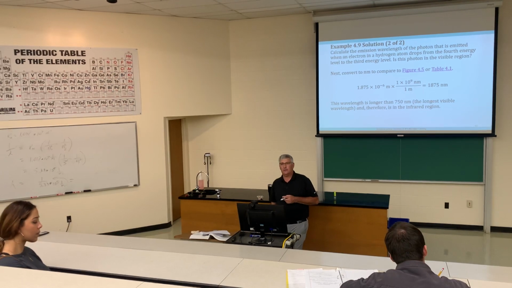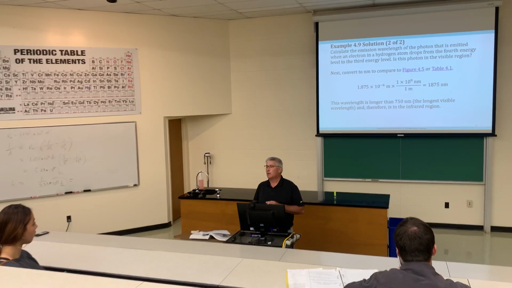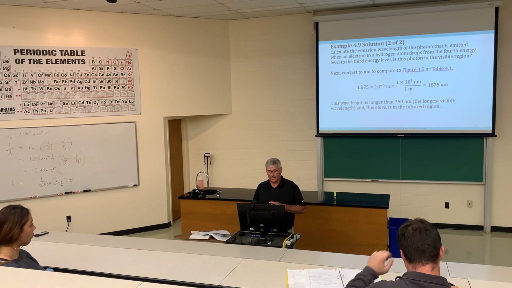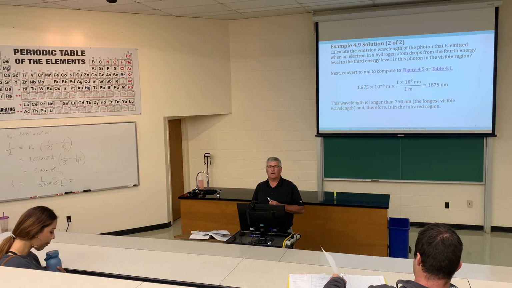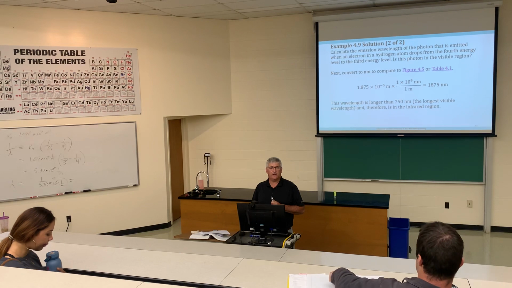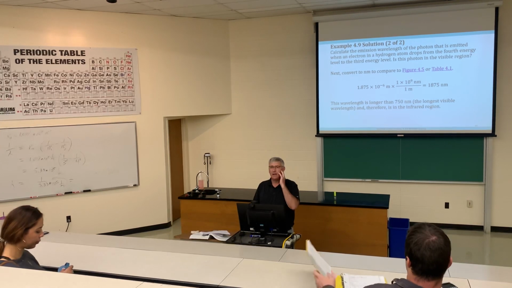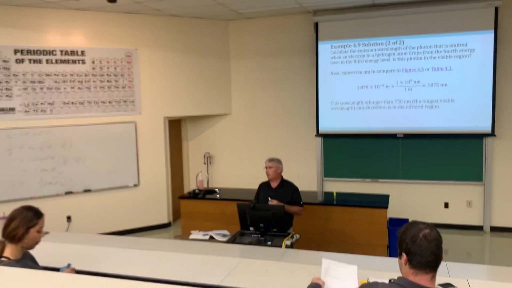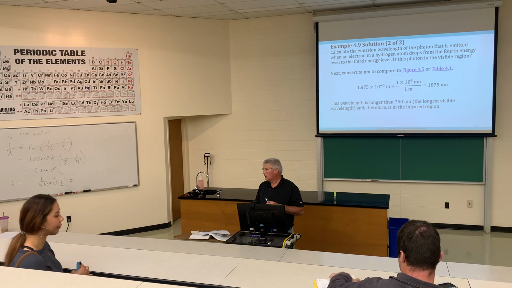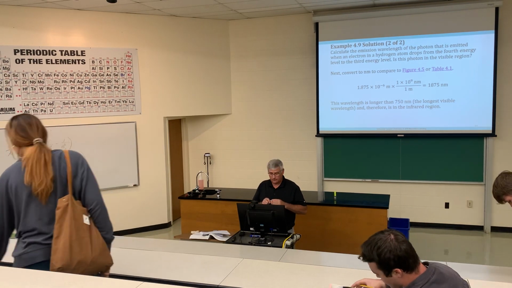Is 1,875 nanometers in the visible part of the spectrum? No, it is not. Which part of the spectrum is that? That's longer than visible, so that's less energy than visible. And so what part of the spectrum am I in? Infrared. It would be infrared where that one's at. Okay? Cool? Yeah. Where's microwave though?